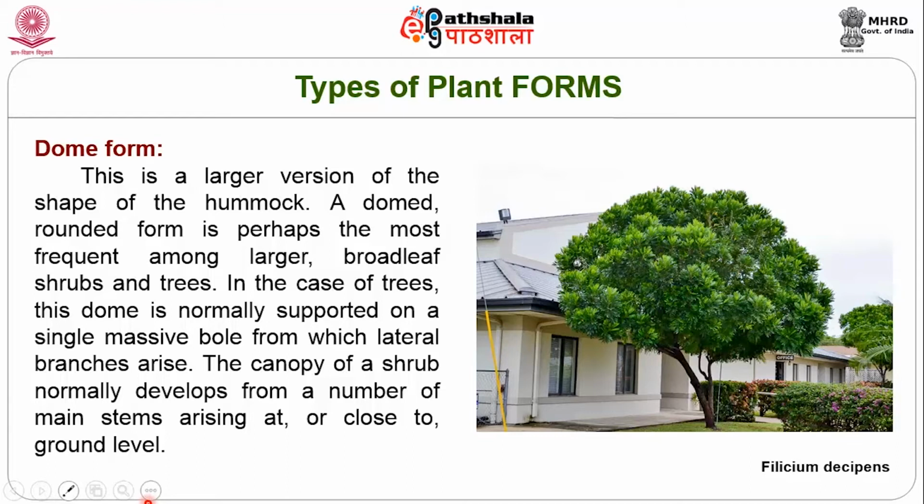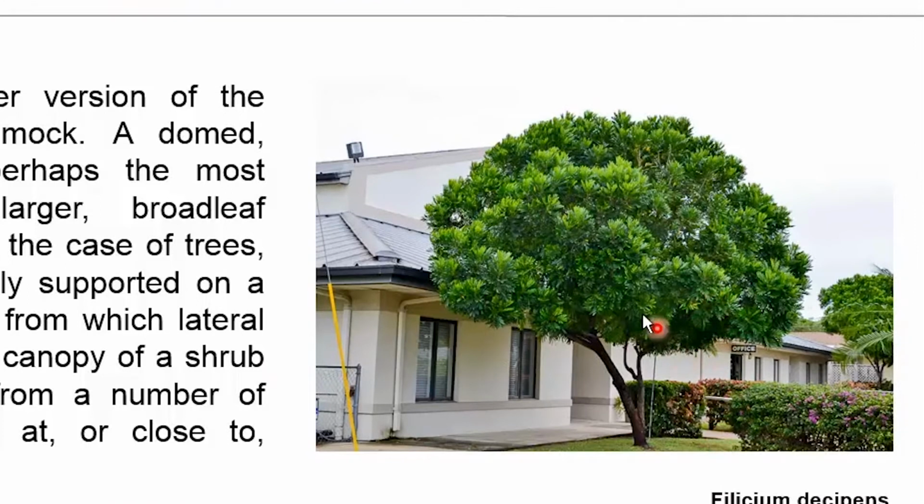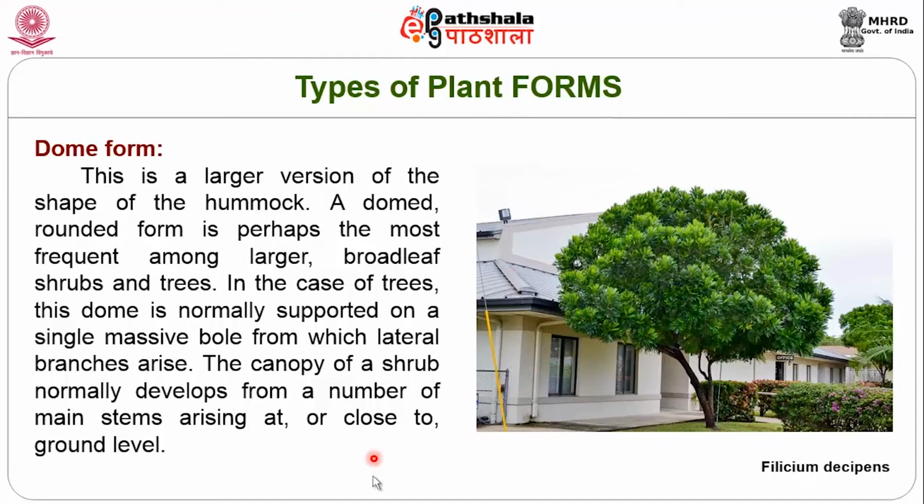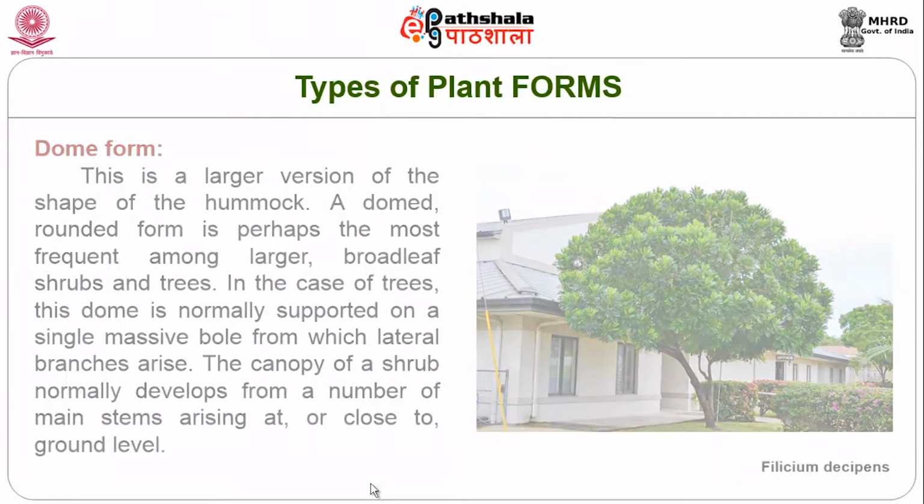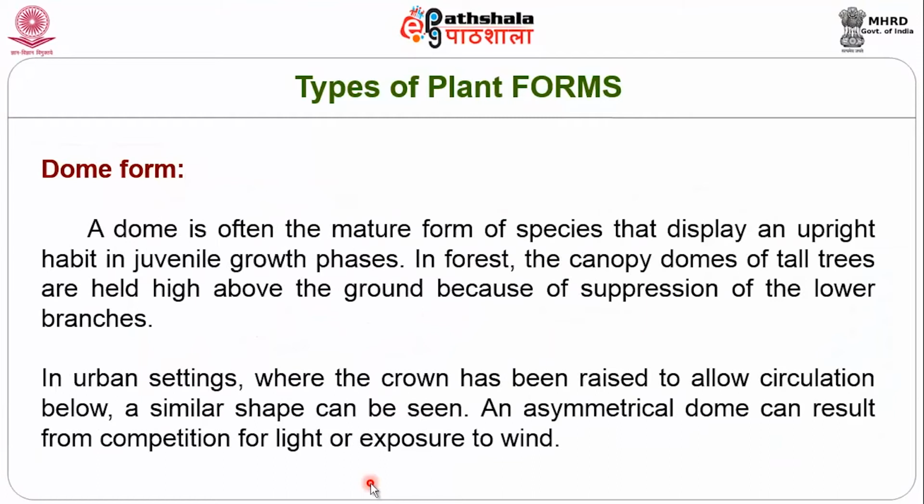A domed round form is perhaps the most frequent among larger broadleaf shrubs and trees. In the case of trees, this dome is normally supported on a single massive bole from which the lateral branches arise, and thereby the dome is created by the branches which come from the main stem. The canopy of a shrub normally develops from a number of main stems arising at or close to ground level. You can see an example in Phyllanthus decipiens, where the dome form is very clearly expressed.